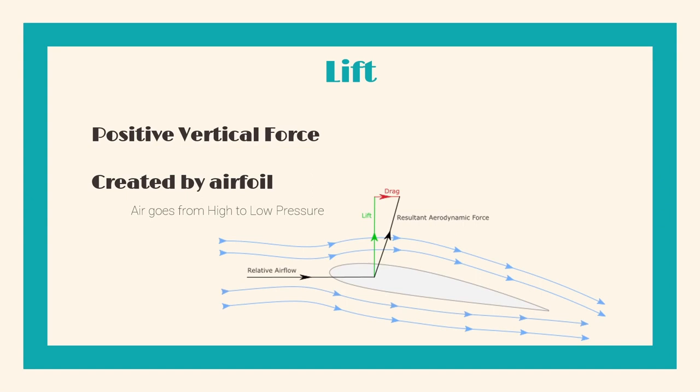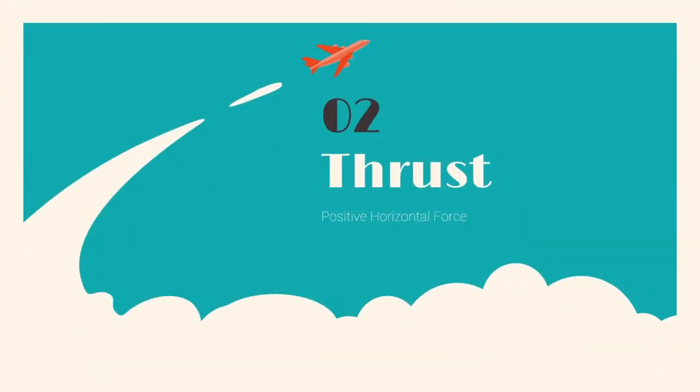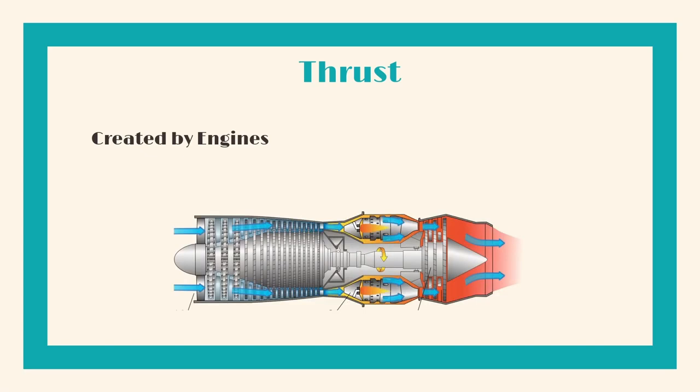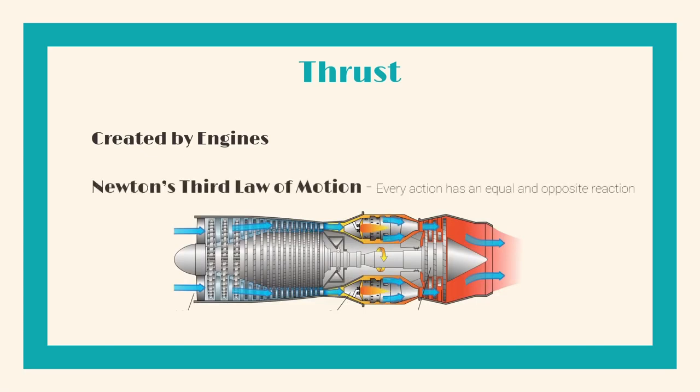However, you might be wondering, how does the aircraft get to high speeds in the first place? Well, this is where thrust comes in. Thrust is the positive horizontal force that pushes the aircraft forwards. This is most often created by some kind of engine, be it a propeller engine or a turbofan engine. All of these engines create thrust by pushing air backwards, and because Newton's third law of motion states that every action has an equal and opposite reaction, the air will react by pushing the aircraft forwards, creating thrust.